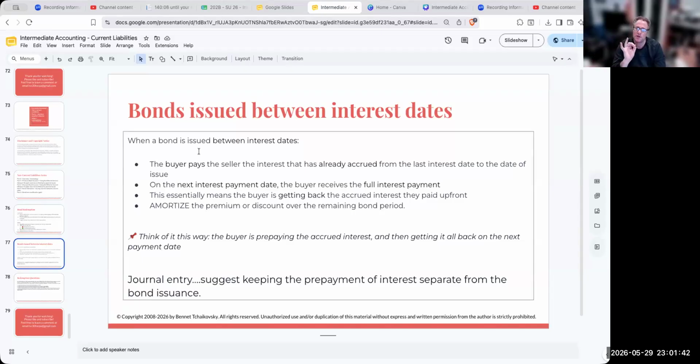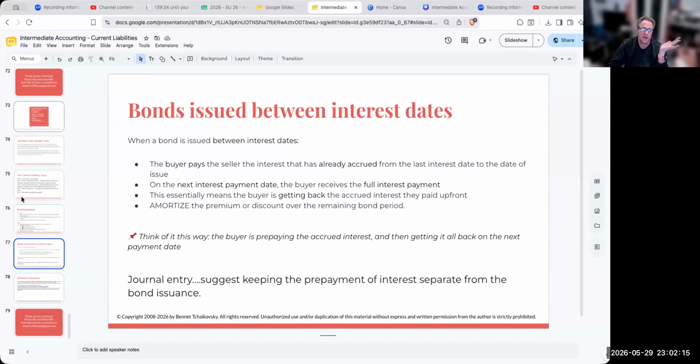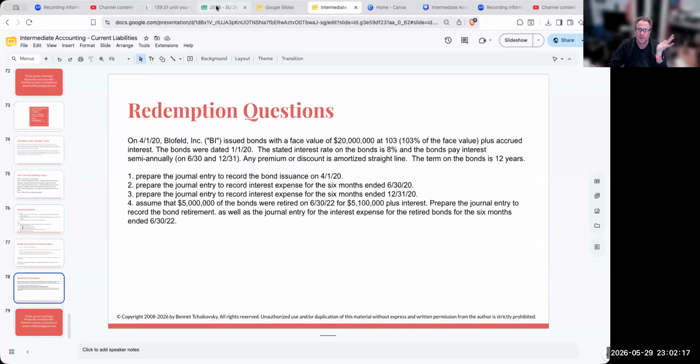Now, the one thing I also want you to be really careful about is when this happens, if there is a premium or discount situation, which there probably will be, you have to make sure that your amortization period for that premium or discount is changed accordingly. And again, for the journal entry, I would want you to keep the repayment of interest separate from the normal bond issuance. So let's go ahead and just jump right in.